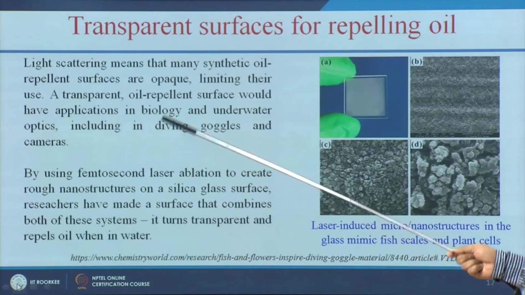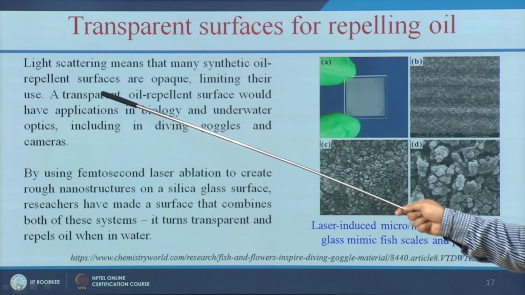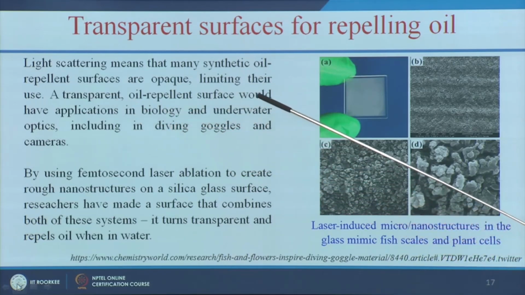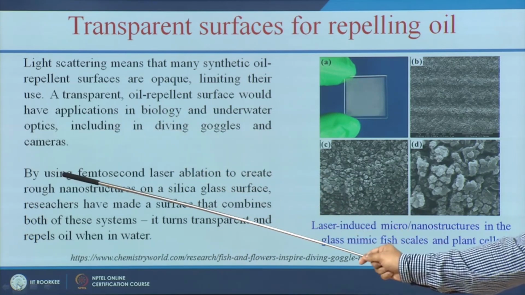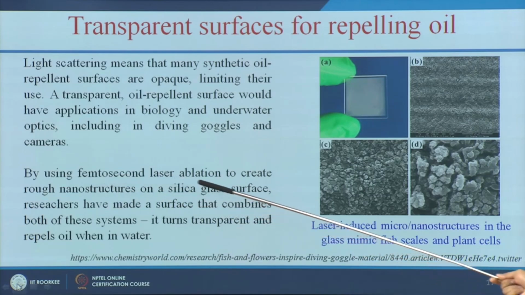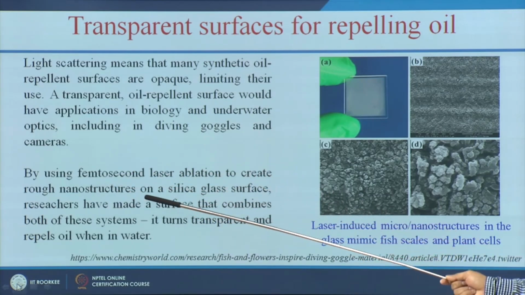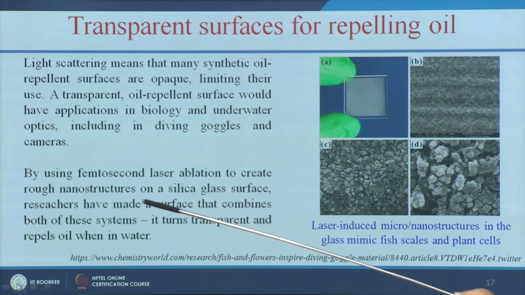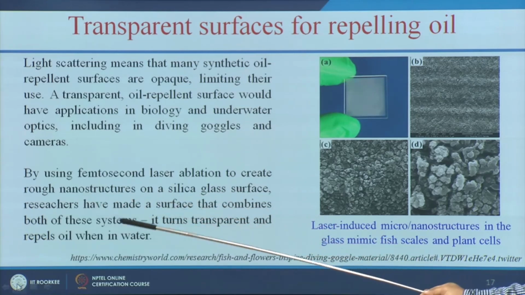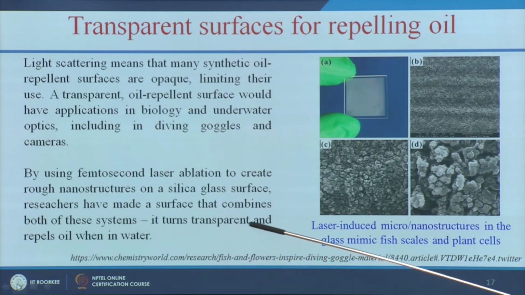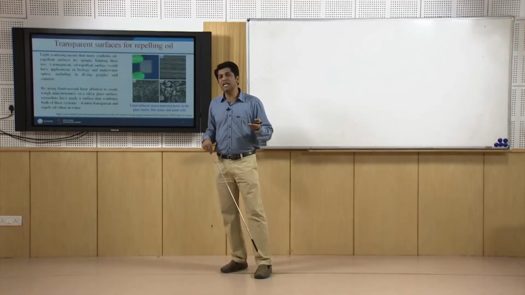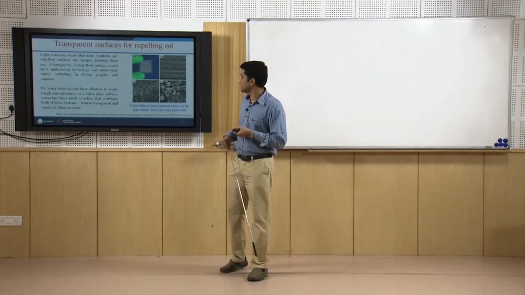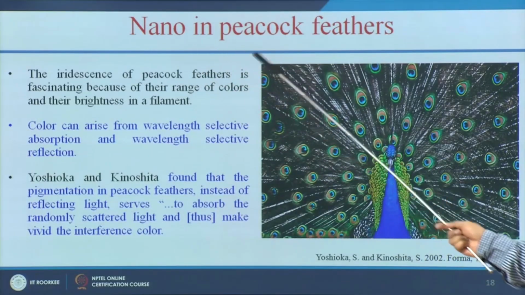So these researchers used this idea and made a transparent oil repellent surface, which will have a lot of applications in biology as well as underwater optics. The researchers used femtosecond laser ablation to create rough nanostructures on silica glass surfaces, and they made a surface that combines both of the systems and it turns transparent and repels oil when in water. So they got the idea from the fish and the skeleton flower and made a transparent and oil repelling surface. So let us see another example, peacock feathers.